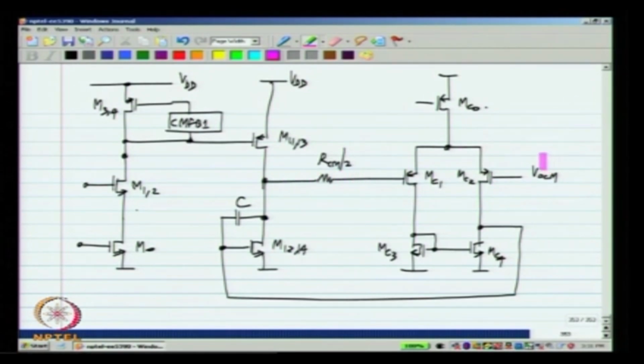Okay. Now, because of parasitic capacitances here, there can be a pole due to this resistor and that capacitor, which adds a lot of delay into the feedback loop. As usual, we counter that by connecting a capacitor over there.